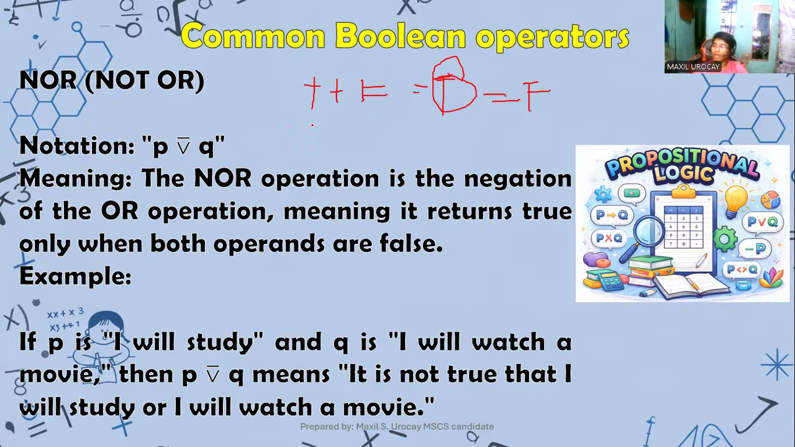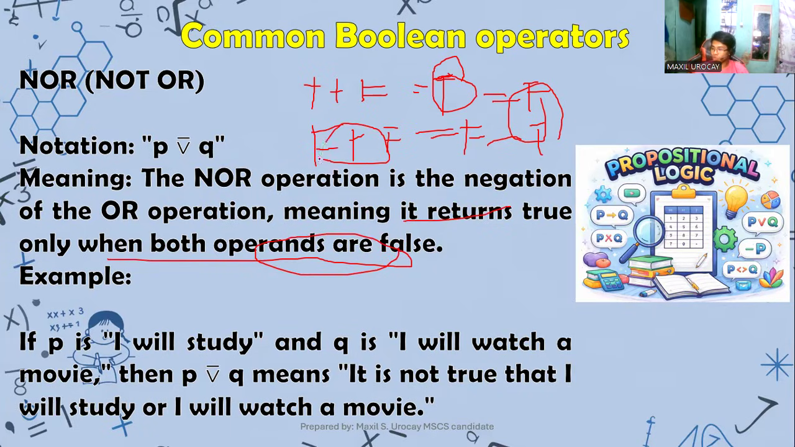That's how it works. Now, if false plus false, that is actually quantified for OR as false. So therefore, it will become true for the NOR. Meaning it returns true only when both operands are false. That's how it works. So hopefully that's clear. If P is I will study and Q is I will watch a movie, then the NOR means it is not true that I will study or I will watch a movie.